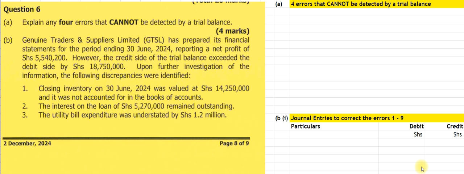Today we are facing a challenge that every accountant encounters at some point, dealing with errors. We have got a detailed scenario from Genuine Traders and Suppliers Limited, where we need to identify and fix a range of mistakes that initially threw off their trial balance. Don't worry, if the correction feels a bit tricky, we will go through each one methodically, explaining the why behind every adjustment.